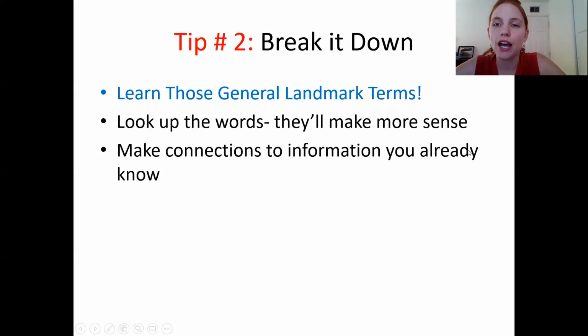Okay, so we are now on to our tip number 2. Tip number 2 is to break those names down. In anatomy, all the pieces of the name are there for a reason. If you know what the pieces mean, then that's going to help you remember the name.